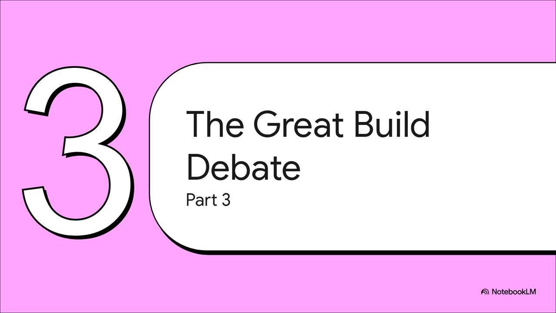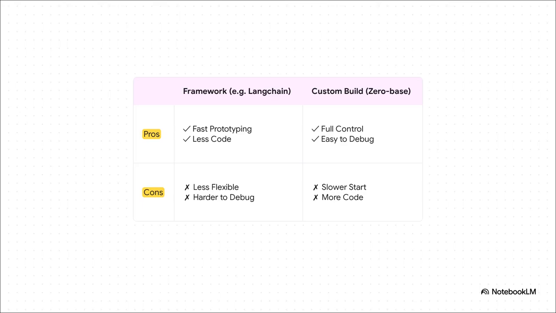All right, part three, the great build debate. So you've got your tools sorted out, your agent has skills, but now you're facing a really fundamental choice in how you actually build the agent's core logic. And this is a classic engineering dilemma, really. And what's so interesting here is the trade-off it presents.